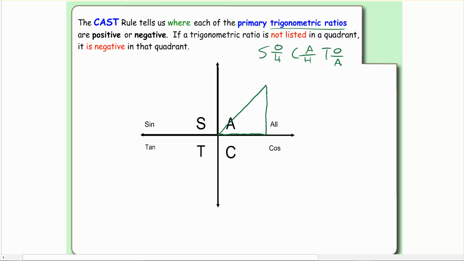For sine, I go opposite, and in this case the opposite side is going straight up. So the opposite side here is going to be positive, right? It ends up being a positive number, whether that was 1 or 2 or whatever it was, because it's going up the y-axis. The hypotenuse, really important here, is always positive.